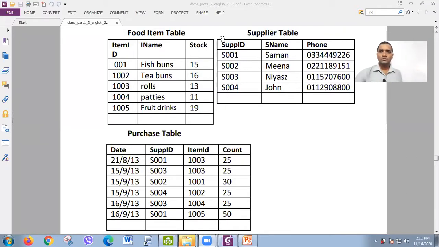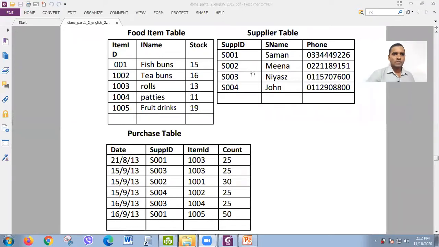So look at these three tables. Assume these three tables are maintained by a canteen. So the canteen has these three tables in a database. Because they have food items, there is a food item table to keep food item details. For the canteen, there should be suppliers.